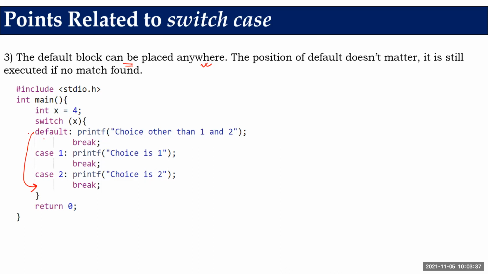Default is executed at last if no case has been matched. So what is the need of putting it at the front? Because the compiler is not going to check the default first. The compiler is first going to check all the case labels. Here the value is 4. So now it starts branching here. Is 4 equal to 1? No. Move further. 4 equal to 2? No. Then it will look for the default.